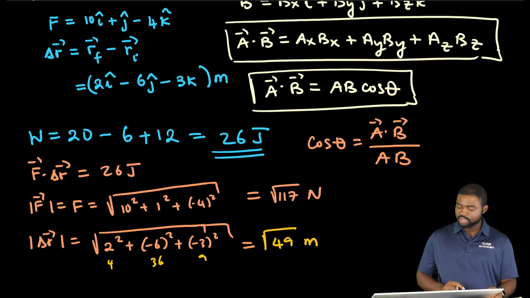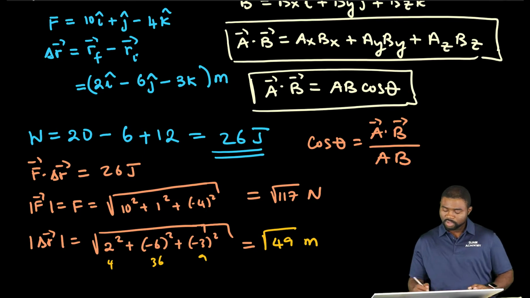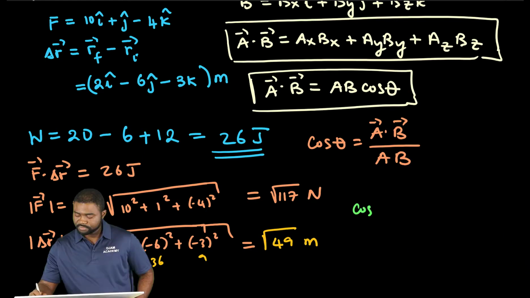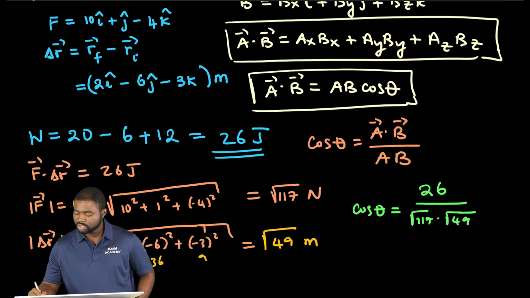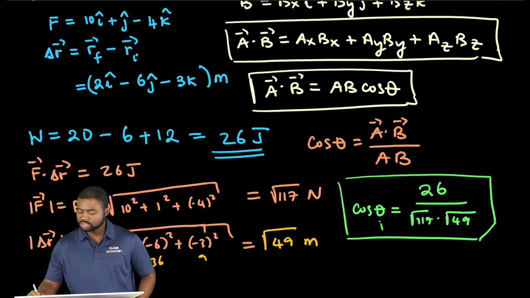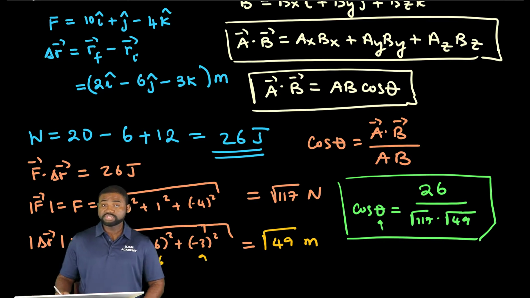So what we have here is the cosine of theta will be equal to 26 divided by the square root of 117 multiplied by the square root of 49. And from here, you can calculate the angle theta by using inverse cosine. Now do the calculations and put your answer in the question box right below this video as homework.